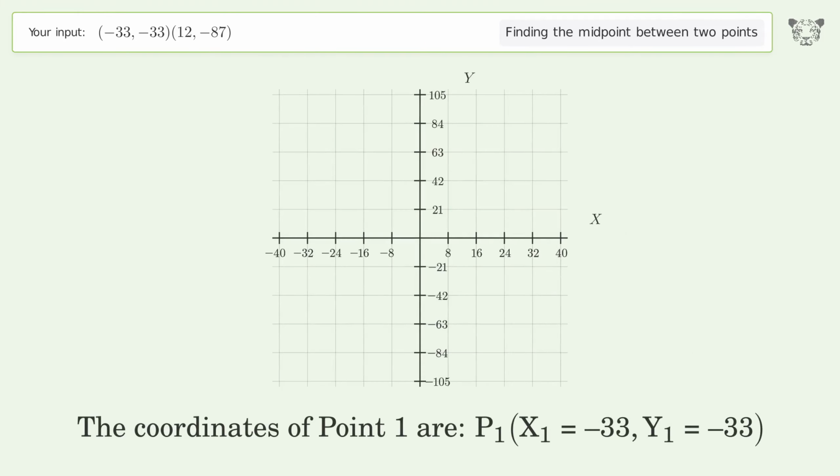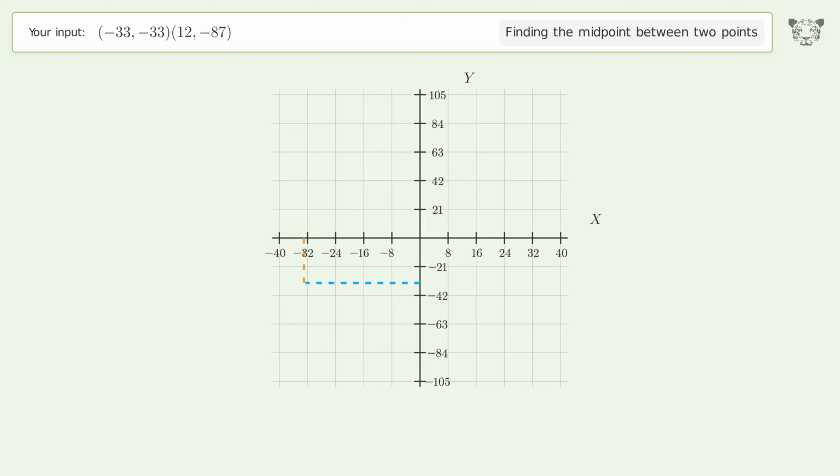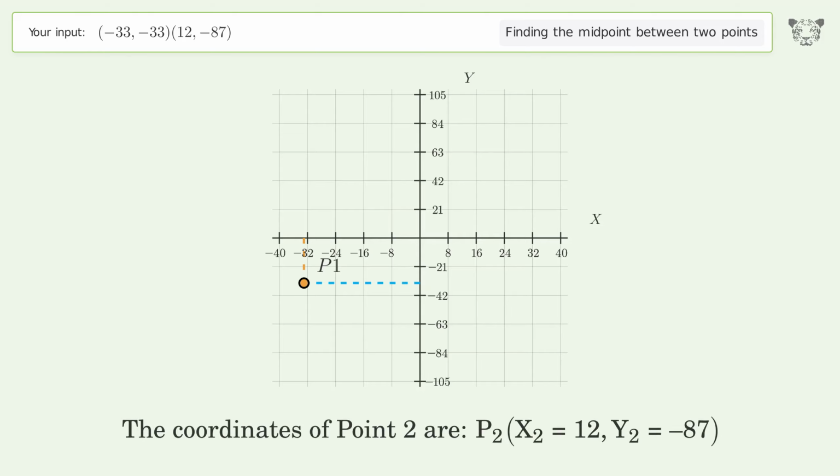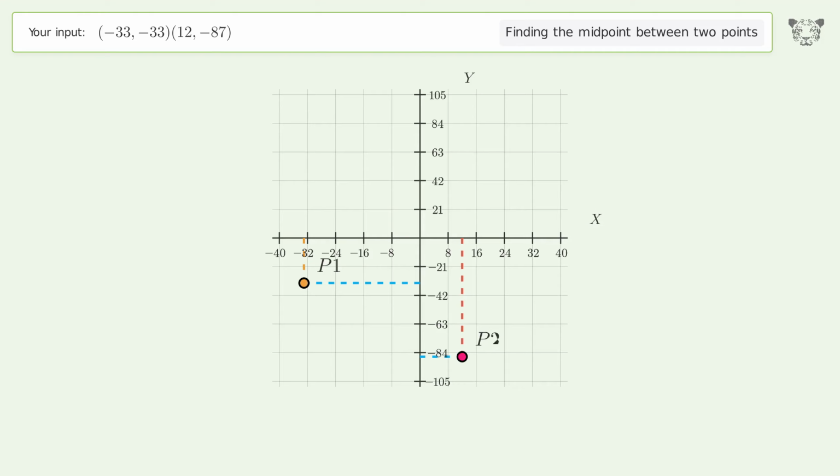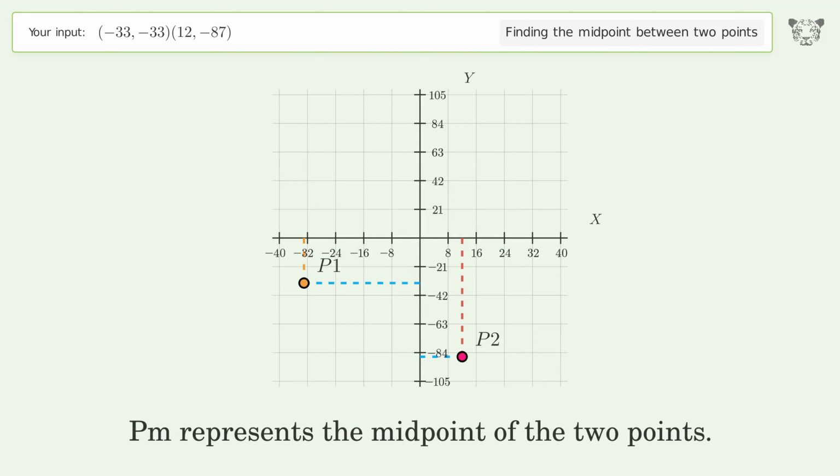The coordinates of point 1 are, x1 equals -33, y1 equals -33. The coordinates of point 2 are, x2 equals 12, y2 equals -87. PM represents the midpoint of the 2 points.